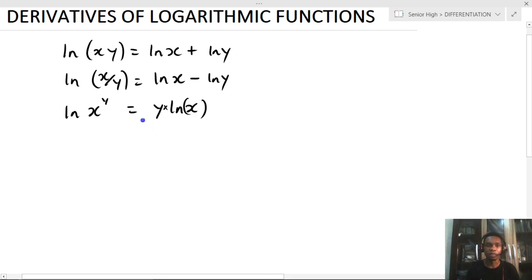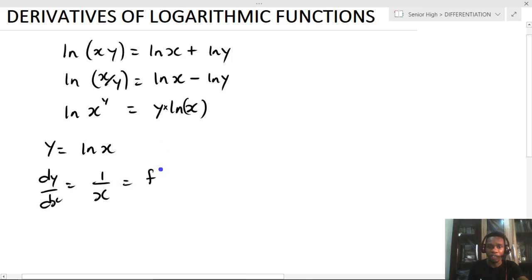So let's pick questions. Before I do that, let me talk about the derivative of a logarithmic function. Whenever you're given y is equal to ln x, and you want to find dy/dx, your dy/dx is equal to 1 over x. This is formed by taking the derivative of the function of x, over just the function of x.